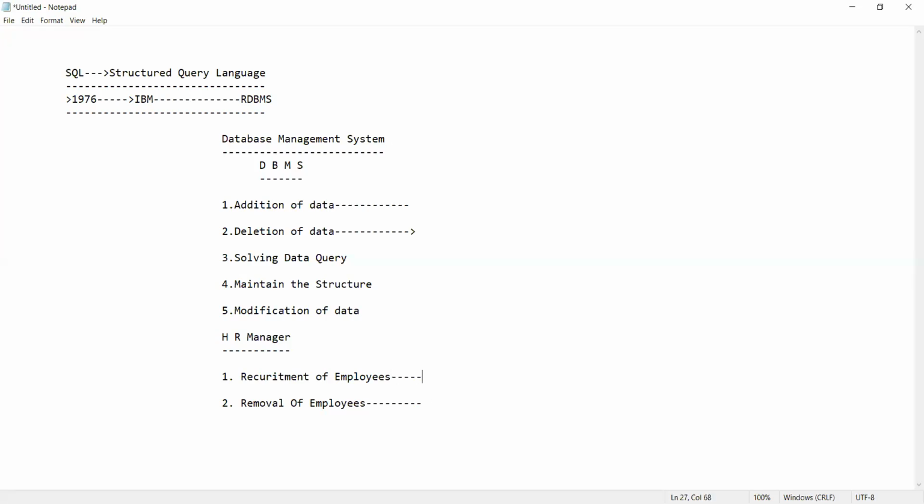And now, solving data queries. Guys, this is a very important factor. Solving data query is basically to solve the query of the data. What do you mean by query? Query is nothing but requirement. Suppose your database has lakhs and crores of records, but suppose I wanted to view only those records of the employees who joined on or before 1st January 2022. I want to see only those employees' records.